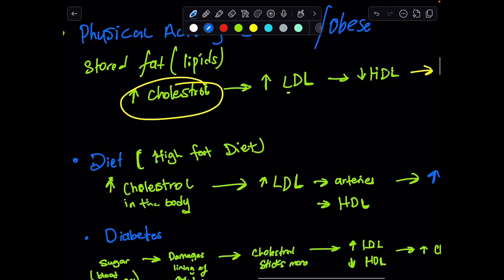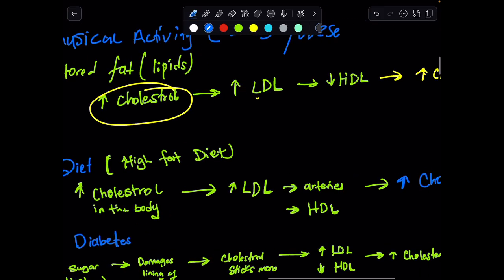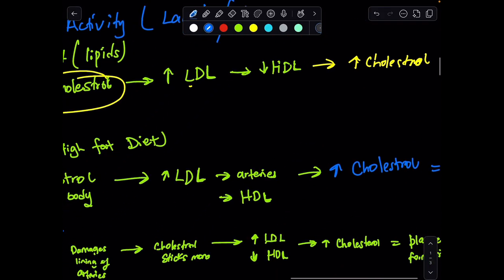And diet. High fat. You're literally putting the cholesterol in your body. Remember what I said, if you have more cholesterol, you have more lazy drivers. They need to drop it off. So more lazy drivers mean less helpful drivers, because all the drivers are converting to being lazy. And that increases cholesterol, which causes the plaque.